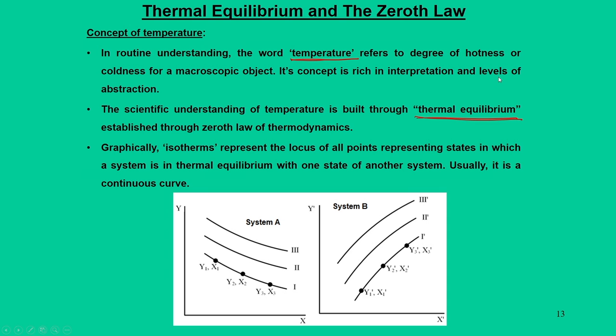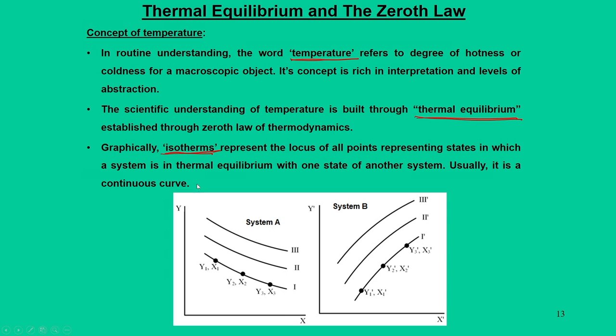But the scientific understanding of temperature can be interpreted through thermal equilibrium, which means that we need to plot them graphically, and to understand thermal equilibrium we must say that all the states are at the same temperature. In other words, the same concept can be represented in graphical form, and we call this an isotherm. So, an isotherm represents the locus of all points representing the states in which a system is in equilibrium with one state of another system, and in fact it is a continuous curve.